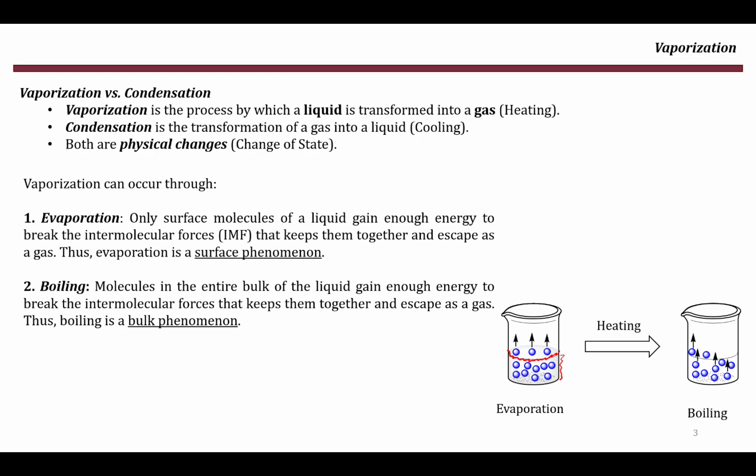On the other hand, boiling is a process which involves the change of state of all molecules of a liquid into the gas state. So in evaporation, only surface molecules are involved, whereas in boiling, the whole bulk of the liquid is involved in this change of state. And this is the main difference between evaporation and boiling. Evaporation can occur at any temperature. There is no need for heating, whereas boiling can only occur if the liquid is heated.